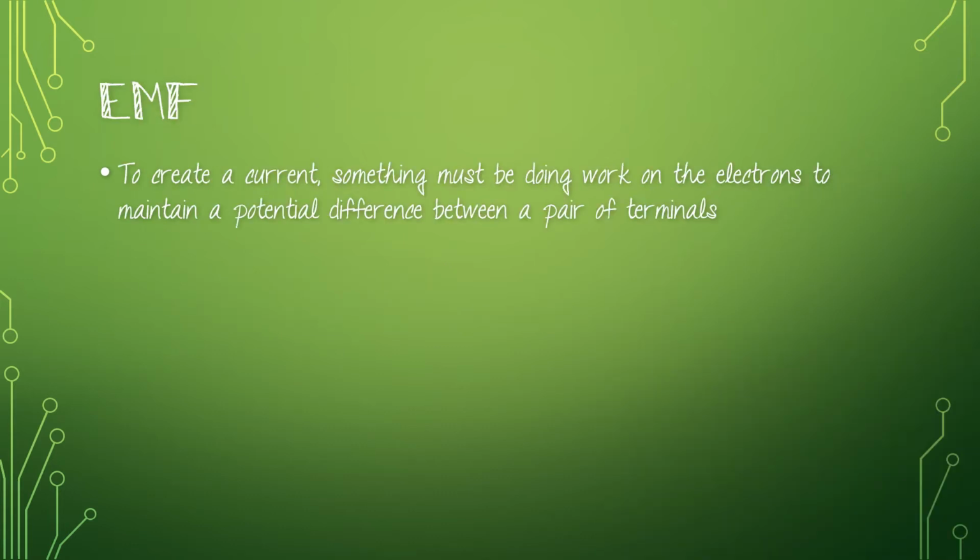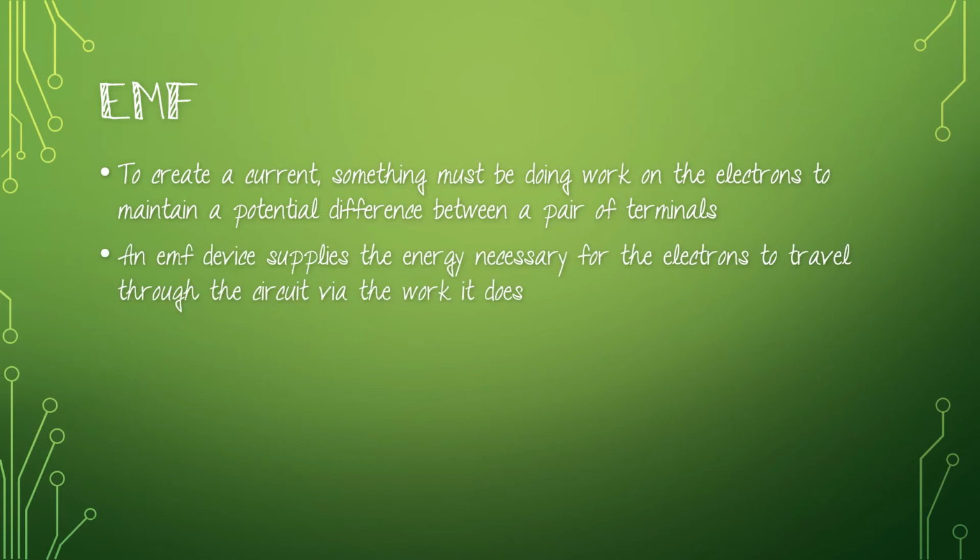Now, we mentioned that all circuits need a voltage source, and in AP Physics, sometimes we'll call that voltage source an EMF. Again, basically, we need something that is doing work on the electrons to keep a potential difference between two terminals. The two ends of the battery, the positive and negative end, can be called terminals, or the two prongs of a plug would be our terminals in this case.